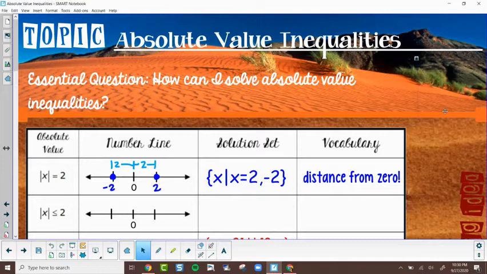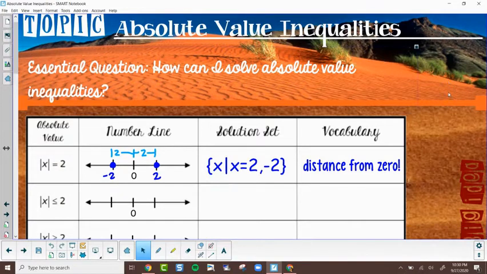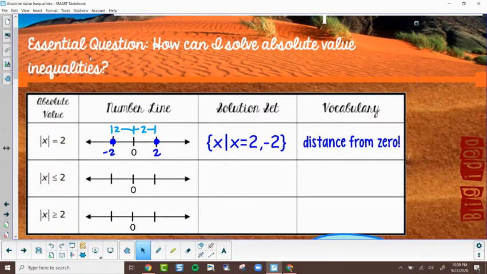This one is looking at absolute value inequalities. So this is going to look a little bit different than what we just wrapped up. Here's the original absolute value of x equals 2. You can see I have positive 2 and negative 2. Both of those are solutions because we're looking at how far away they are from 0. That's what makes that split happen for us. Now we're going to take a look at what happens when I start adding inequalities to the mix.